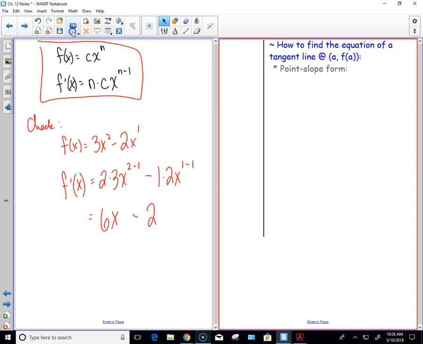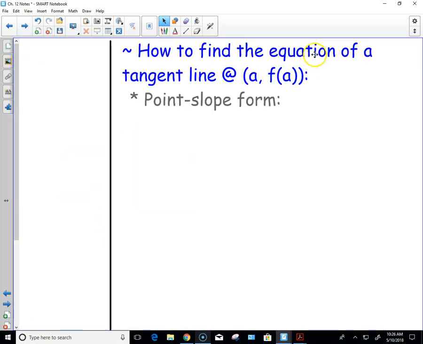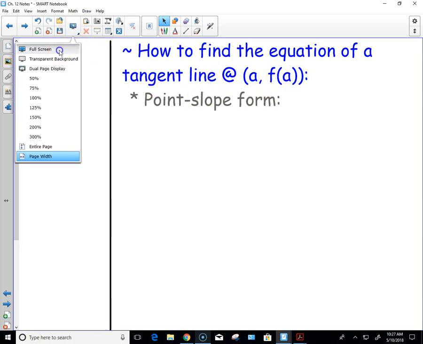Now we're at this point, and they're trying to figure out, using an old-fashioned Algebra 1 equation of a line using point-slope form, how can we apply calculus to not do any line, but the tangent line specifically?